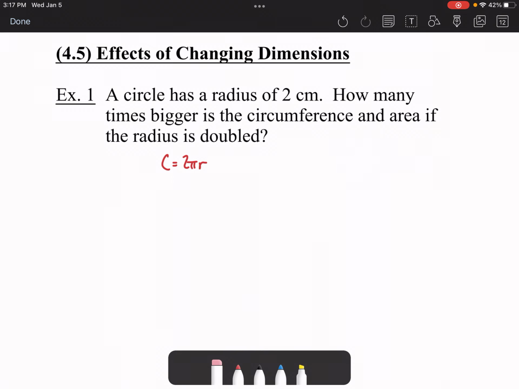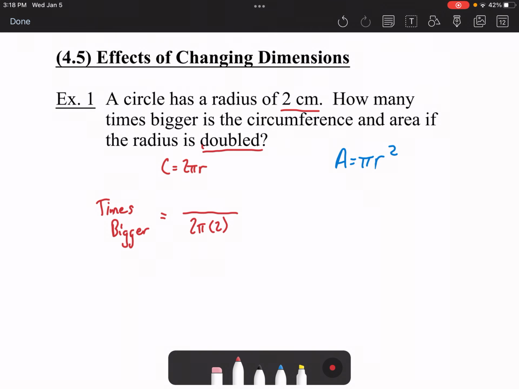Let's change this to a different color. So to find out how much times bigger one is to the other, we'll look at the circumference first. So the original is going to have 2 centimeters in length. So 2 pi times 2. The new one is going to have double the radius. So if you double 2, you get 4. So 2 pi times 4.